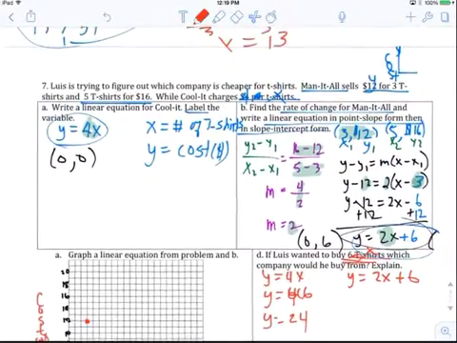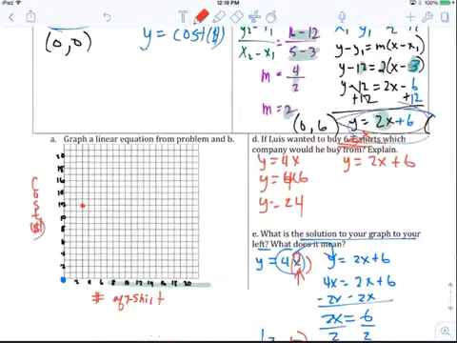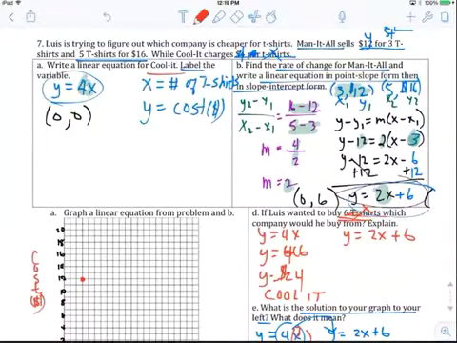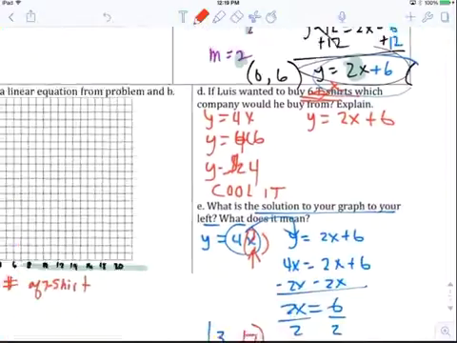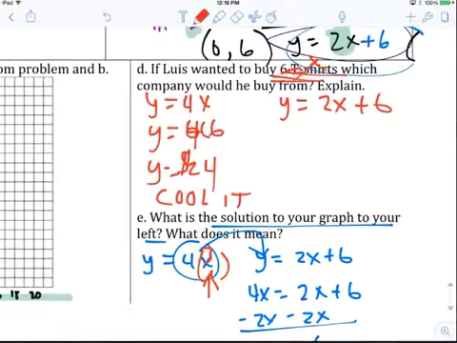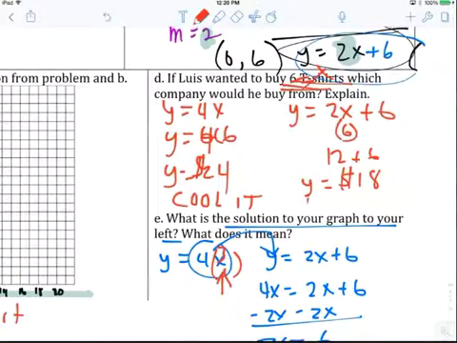Which company is that? Cool It. This is Cool It. It will charge you $24. And the other company, Manidol, let's see, 6 times 2 is 12, plus 6 is $18. It's obviously going to be cheaper, Louise should buy the t-shirt from Manidol.